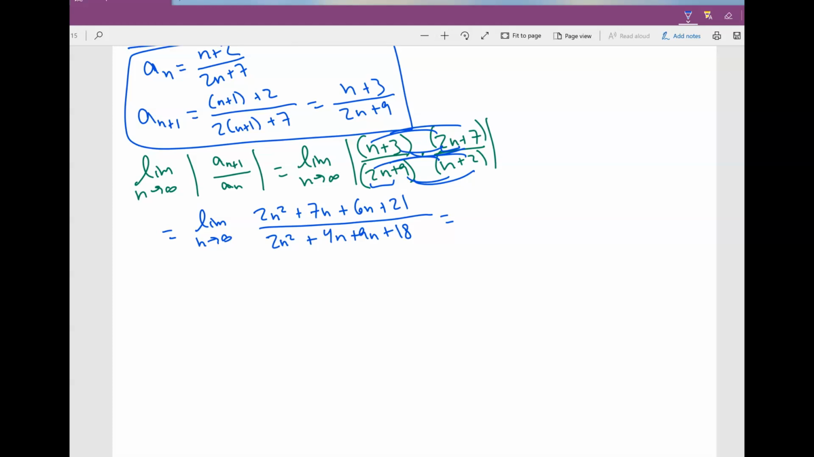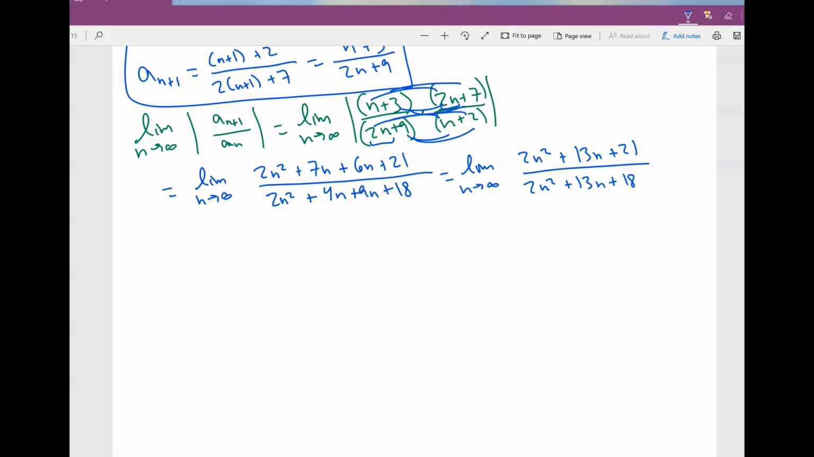2n squared plus 4n plus 9n plus 18. Okay, so then you have the limit as n goes to infinity of 2n squared plus 13n plus 21 divided by 2n squared plus, and then 9 plus 4 is going to give me 13n plus 18. Okay, so now what you can do is you can use L'Hopital's rule, or you can divide by the highest power. And actually what you're going to get is 1.